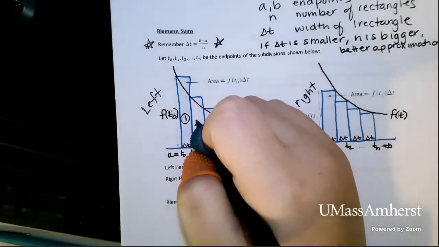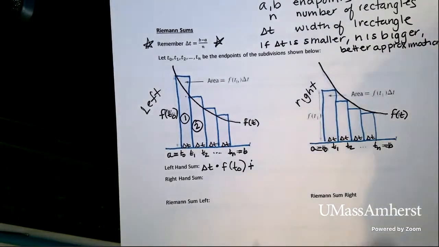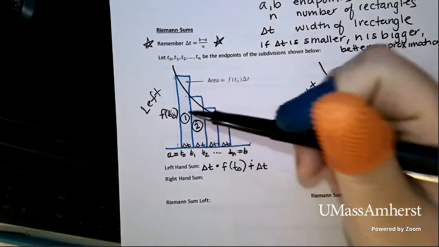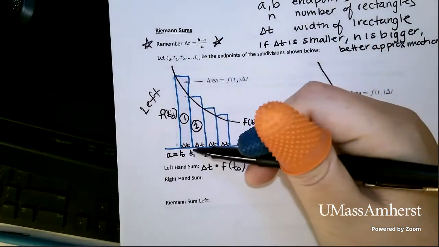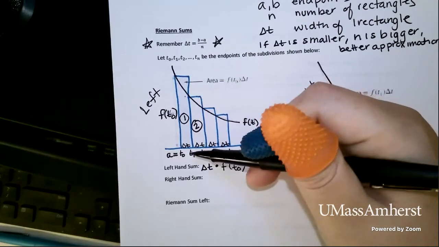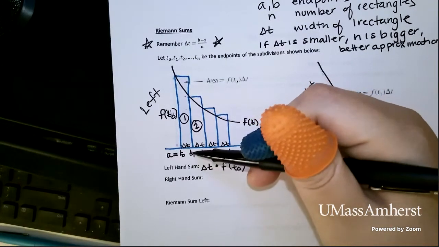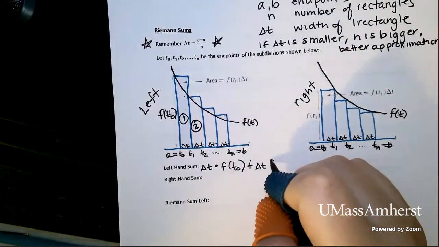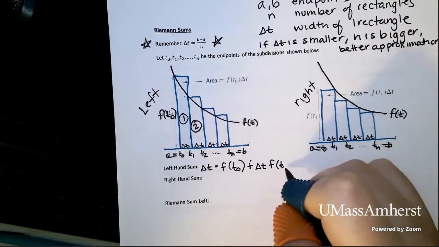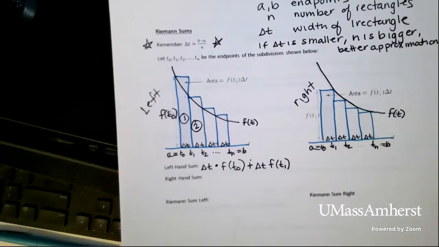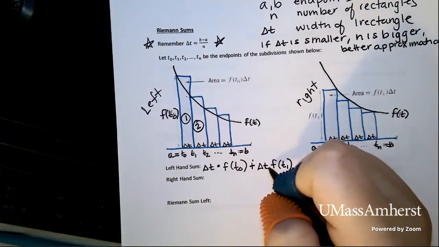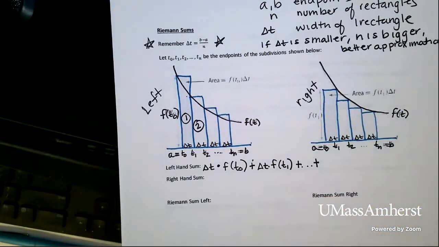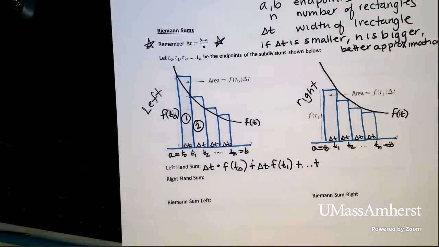Similarly, if we wanted to do the area of the second rectangle, the width is still delta t, that's the same. And now the height of the second rectangle, we look at the two subscripts, t sub 1 and t sub 2. We pick the one on the left, t sub 1, to get the height because it's a left-hand approximation. So the height we get from plugging that into f of t. So we get delta t times f of t sub 1. Okay. Now remember, we want to be able to put in as many rectangles as we want. So we do plus, dot, dot, dot, plus.